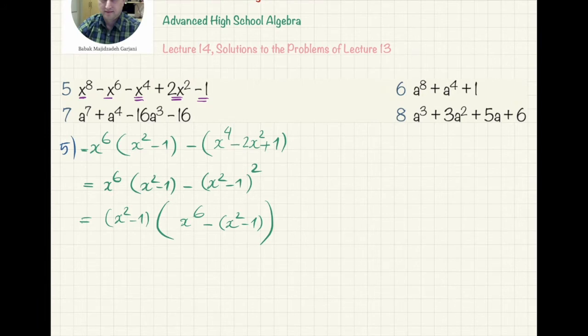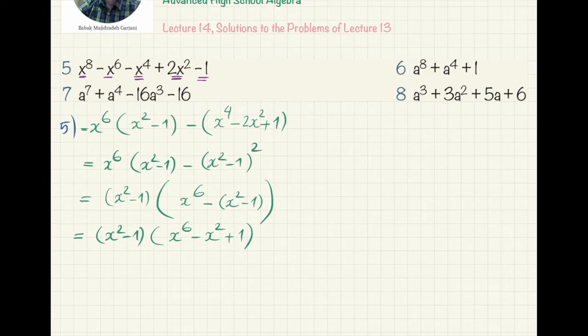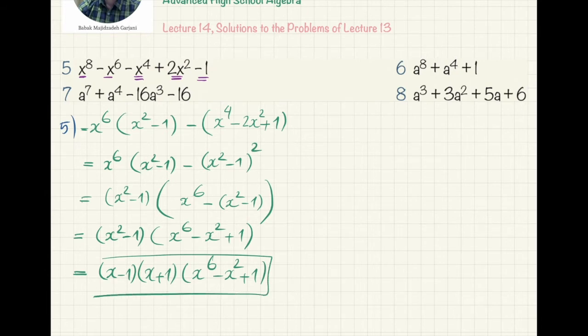So let us simplify this a little bit. Then this becomes x squared minus 1. The second one becomes x to the 6 minus x to the 2 plus 1. And then of course the first factor can be simplified, it can be factorized more. So it becomes x minus 1, x plus 1, and then I will have x to the 6 minus x to the 2 plus 1. Okay, so that is also a factorization of this polynomial.